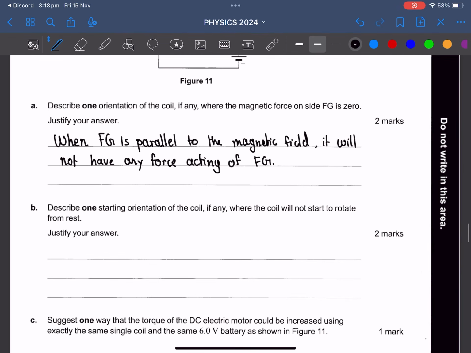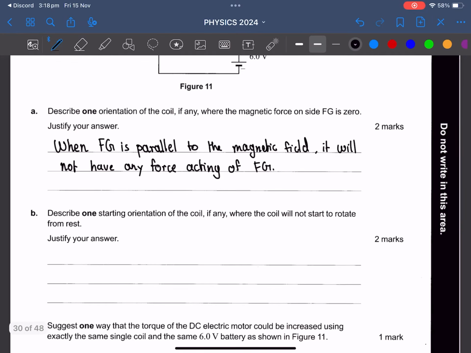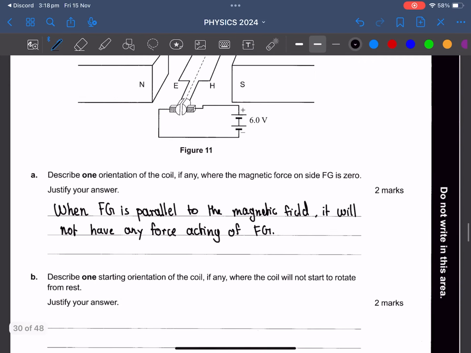Describe one starting orientation of the coil, if any, where the coil will not start to rotate from rest.